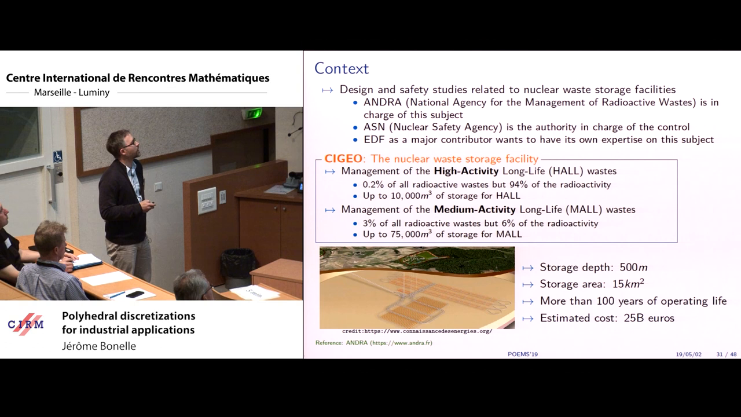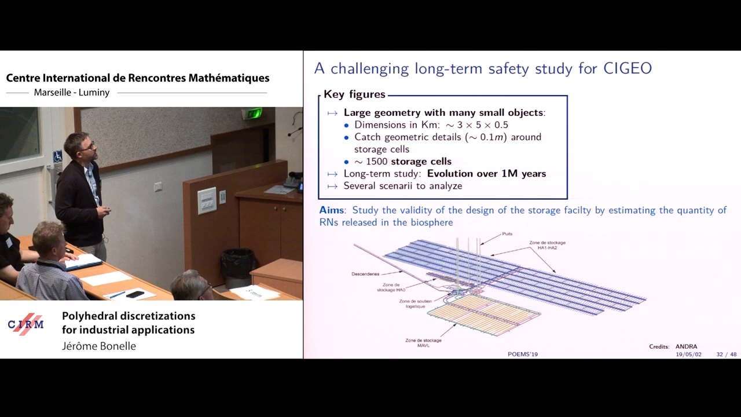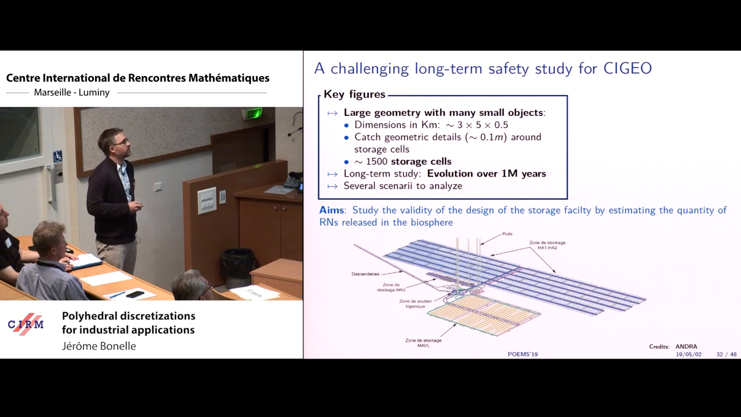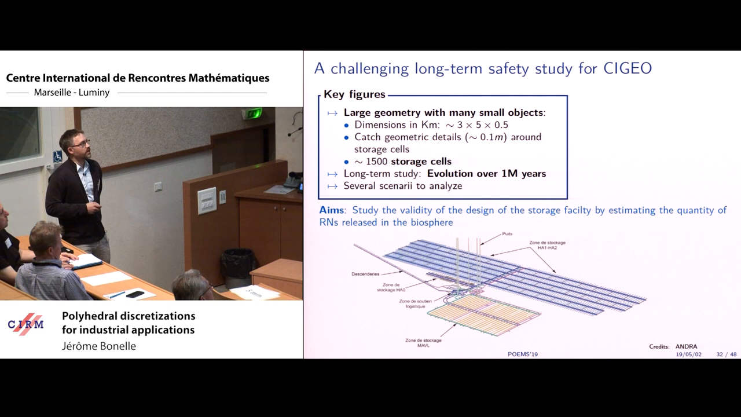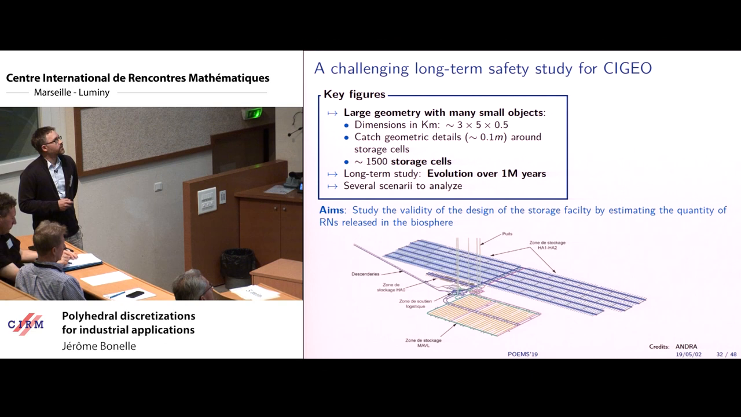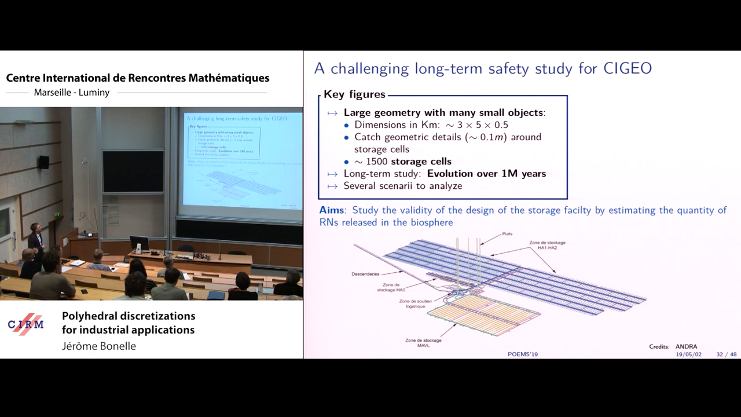So this is a challenging study. The aim of the study is to evaluate the validity of the design of the storage facility by estimating the quantity of radionuclides released in the biosphere. Why is it challenging? Because this is a large geometry, several kilometers wide, with small geometric details and many storage cells. And this is also a long-term study, since we follow the evolution over 1 million years. So, in the end, we tested the scheme up to 1 billion mesh cells with an adaptive time step strategy.